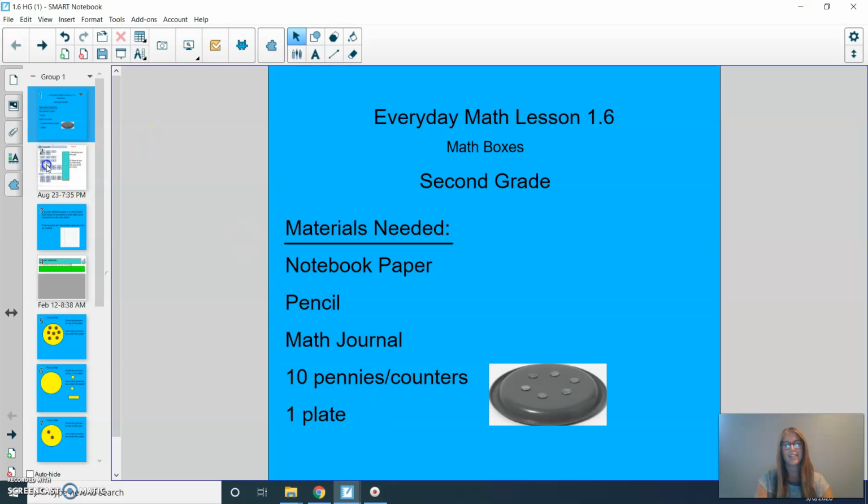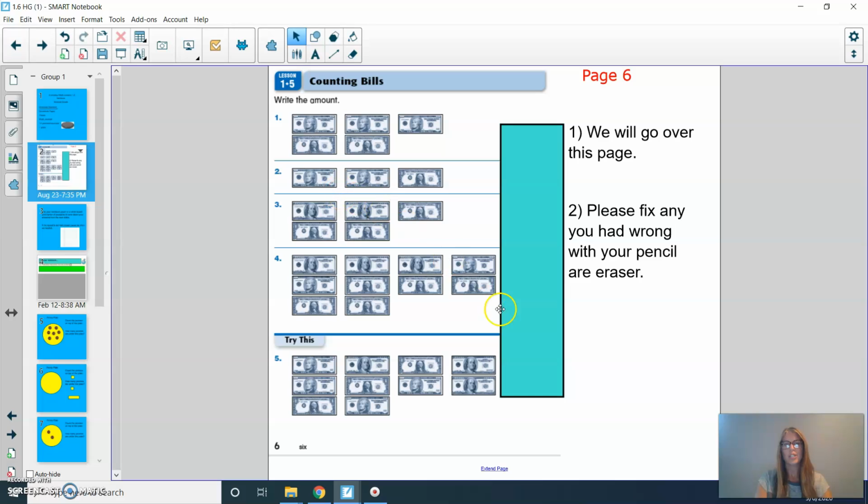Let's get started. The first thing that we're going to do is go over math journal page 6. This is the page that we talked about in the previous lesson. So what you needed to do is just write the amounts on the line. If you notice that you have any mistakes, please fix those mistakes with your pencil and eraser.